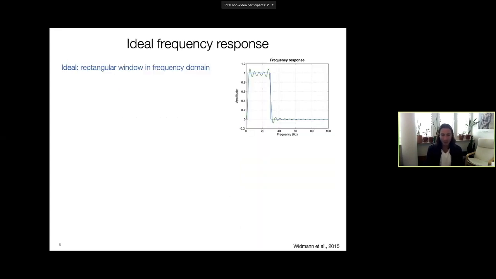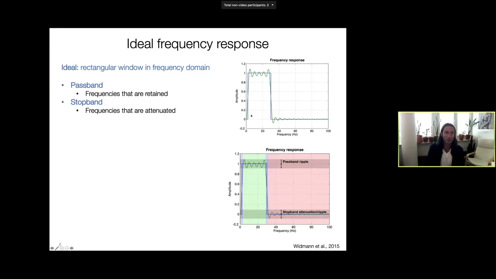So let's look at how an ideal filter would work. We see here this blue line, and this shows you the cutoffs of the frequency. So we distinguish between the pass band and the stop band. The pass band are the frequencies that are retained, which keep the amplitude, and the stop band are the frequencies which are attenuated, which ideally have an amplitude of zero.